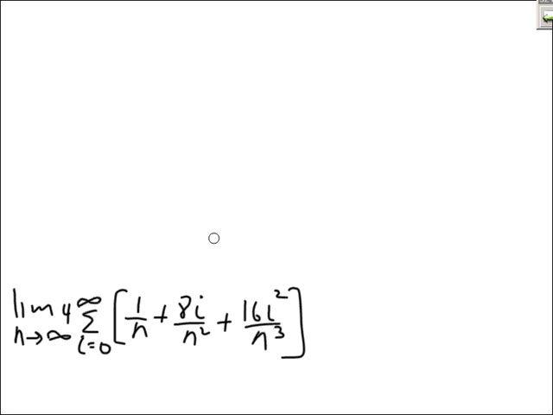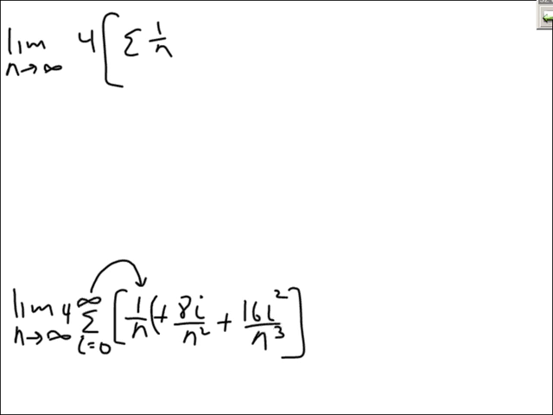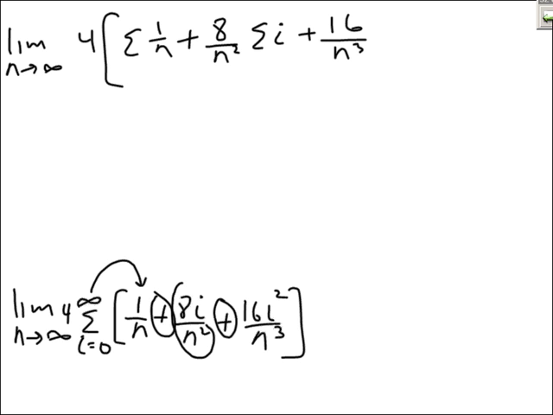We'll rewrite it so we can more easily find the summation. It's the limit as n goes to infinity of 4 times the summation of 1 over n plus, now only i is changing, but 8 over n squared is a constant. 8 over n squared times the summation of i plus the 16 over n cubed is a constant, but then we have the summation of i squared as i goes from 1 to n.